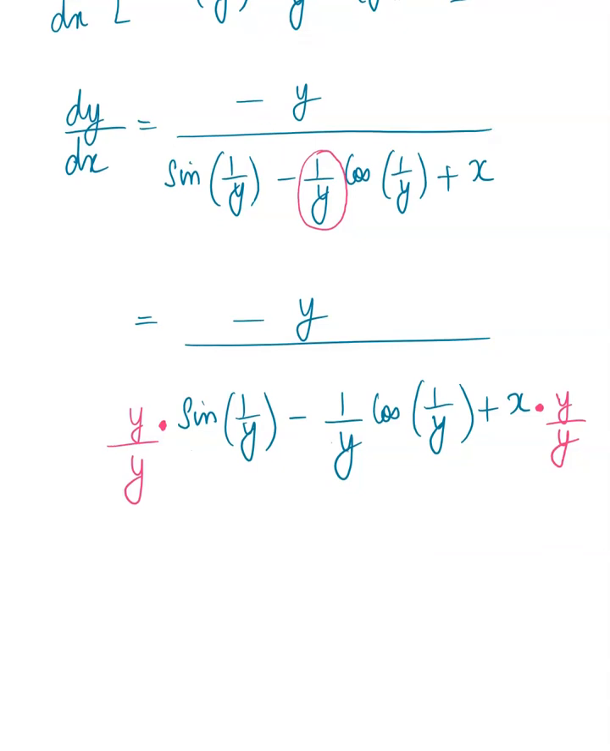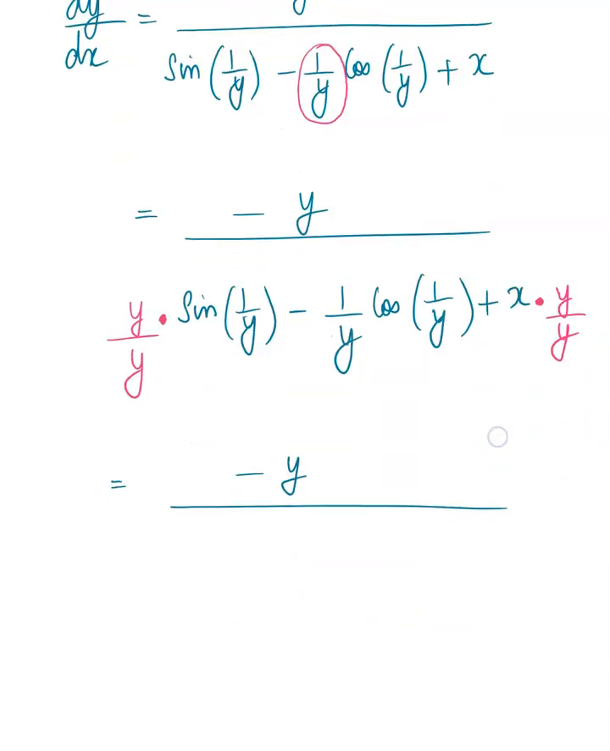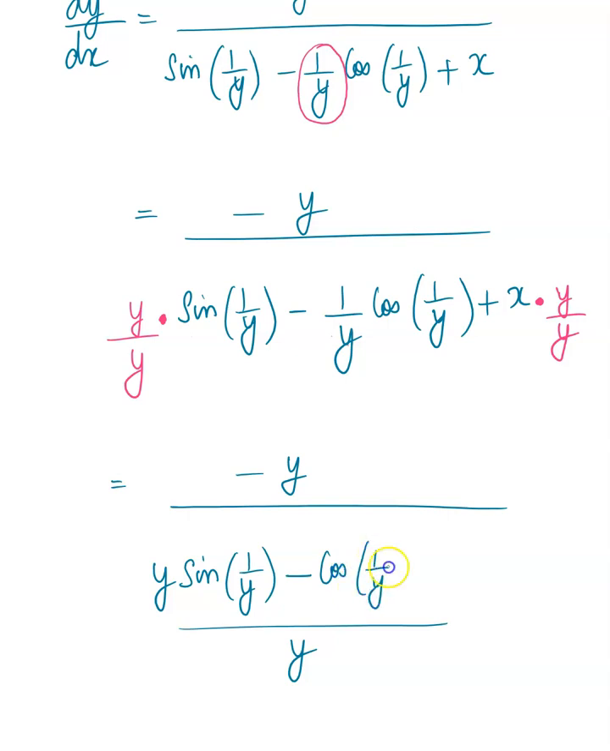And then now they all have the same denominator y in the denominator. We're only focusing on the denominator here, right? So that's going to be y times sine 1 over y minus cosine 1 over y plus xy. And then by complex fractions, you write the numerator as it is times the flip of the denominator. This whole thing is the denominator, so you have to flip it or take the reciprocal of this.